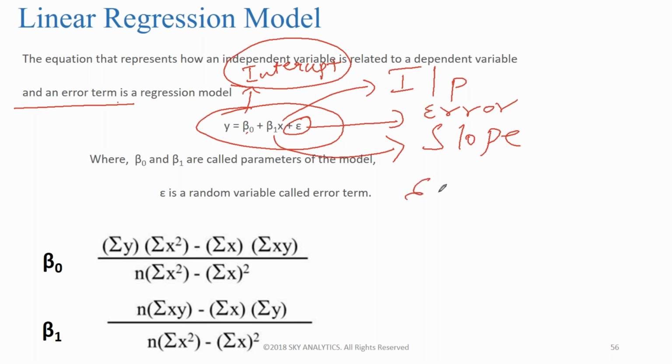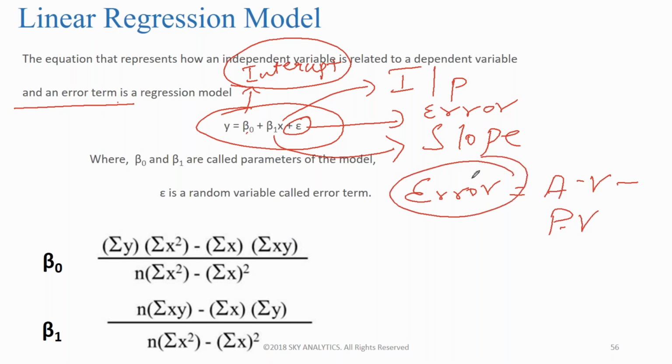What is error? Error is the difference between your actual value and the predicted value. Actual value minus predicted value. That is called your error.